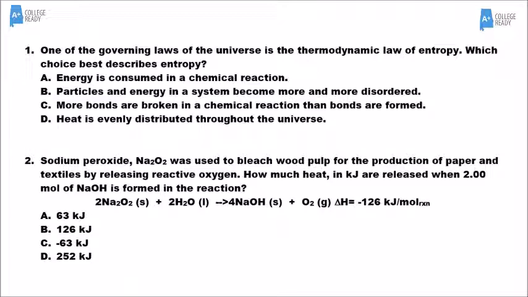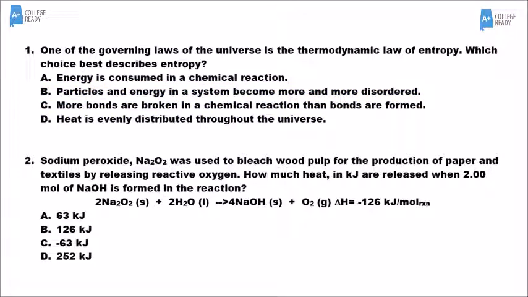Since entropy is a measure of disorder, which one of the answer choices best fits that idea of disorder? Some students might guess D because D is a component of entropy. Entropy and particles, though, need to become more and more disordered, so B is the best choice.